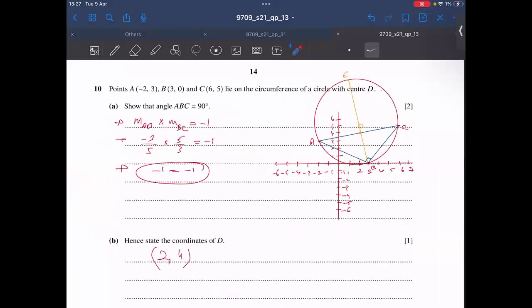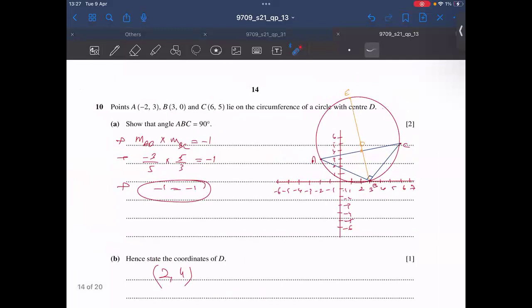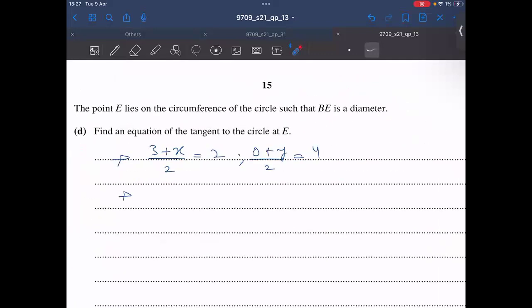Iman, is it clear till now over here? Yes, sir. So we have BE as a diameter, so the x coordinate of B plus the x coordinate of E over 2 is going to give me the x coordinate of O. The y coordinate of B plus the y coordinate of E over 2 is going to give me the y coordinate of O. So this way I can find out the coordinates of E, which is going to be 1, 8.